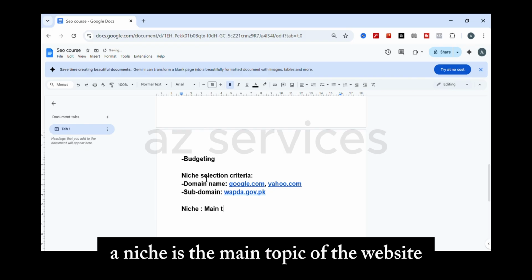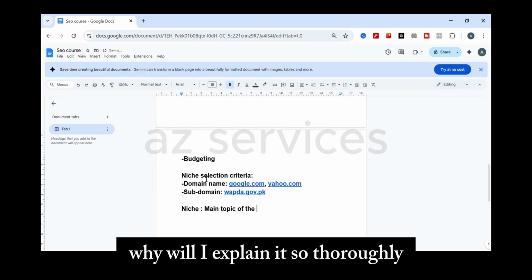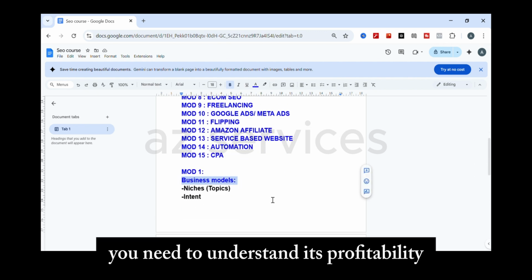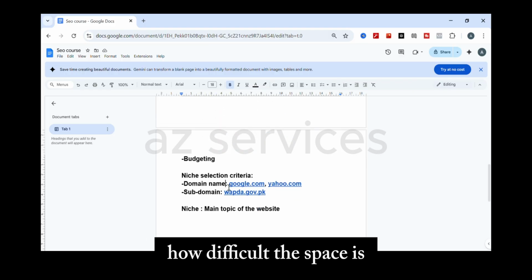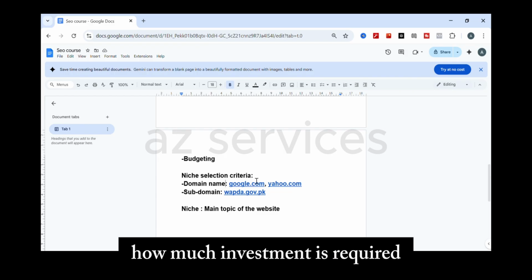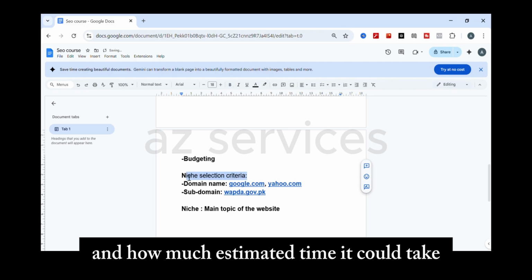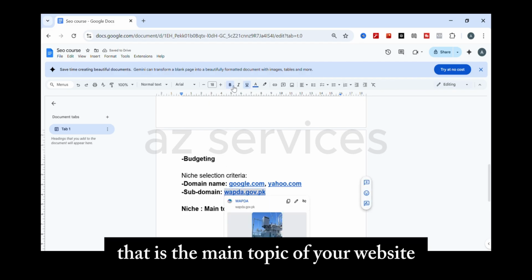Similarly, what is a niche? A niche is the main topic of the website. This is extremely important, and I will explain it in detail through various upcoming videos. Why will I explain it so thoroughly? Because your business model will be extracted from this niche. You need to understand its profitability, how big the opportunity is, how difficult the space is, how much investment is required, what potential it holds, how much hard work and energy it will demand, and how much estimated time it could take. All of this depends on the niche that is the main topic of your website.